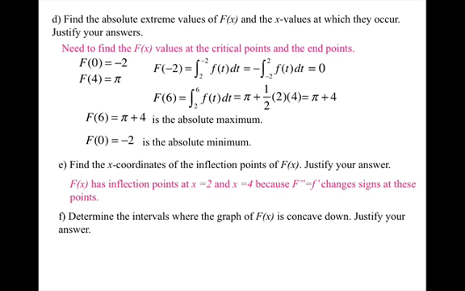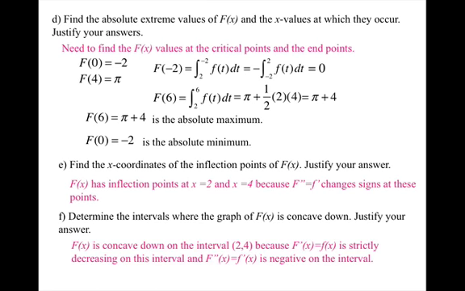Now determine the intervals where the graph of big F is concave down. Justify your answer. Well, we know concave down means that that is where the second derivative is negative. So on the graph of the derivative, that's where the tangent lines have negative slope. So we can say that big F of x is concave down on the interval from 2 to 4 because the derivative of big F, which equals little f, is strictly decreasing on the interval, and F double prime, which is equal to little f prime, is negative on the interval.